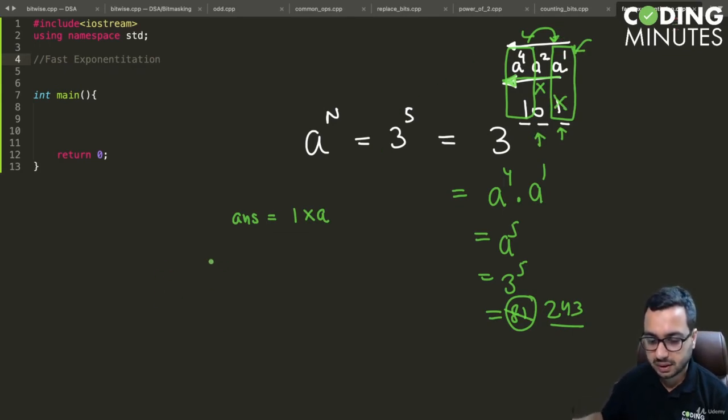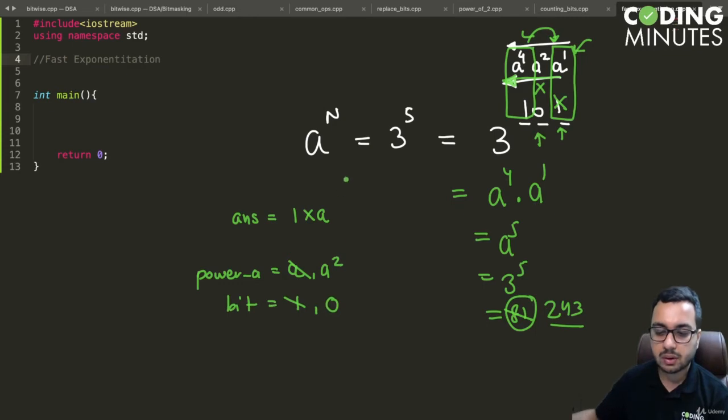Okay, so let's say power of a, so this was initially 1, this was a, then after the next step, this power became a square, and the bit, what is the next bit? So initially the bit was 1, the next bit is 0. So if it is 0, we are not going to do any work here. Okay, so we go to the next position.